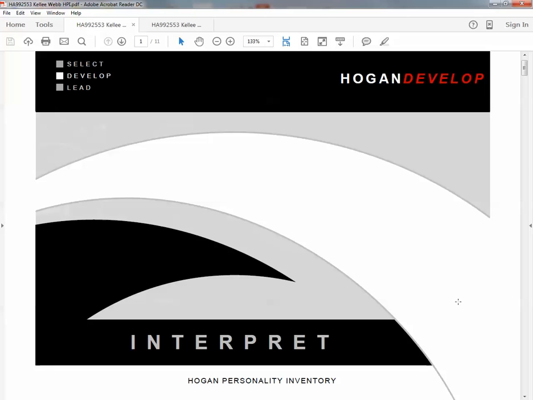We're going to start with the Hogan Personality Inventory. This is the first result that you receive, and on the front it will say Interpret, and in the middle it will say Hogan Personality Inventory. The other results look just like this on the first page, only it says Hogan Development Survey. So take just a minute and find the portion that says Hogan Personality Inventory.